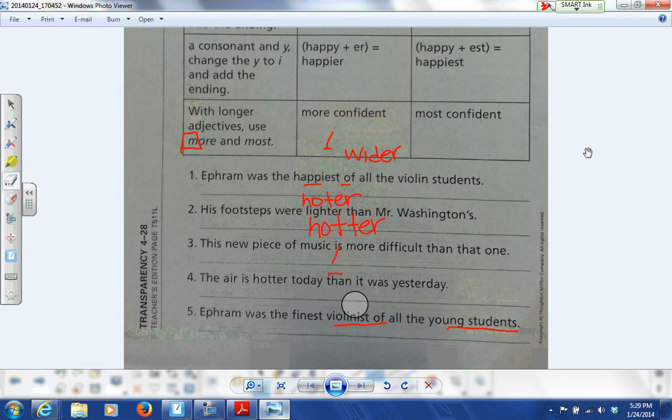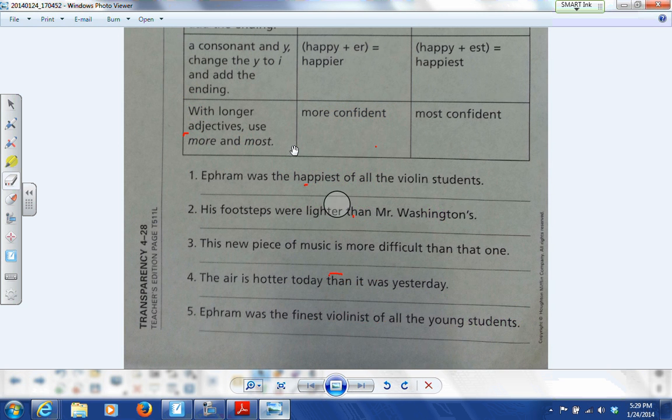Let me erase this. Okay. So for these, what they're asking us to do is actually find out if it's comparing 2 or more people or things or places. Okay. Ephraim was the happiest of all the violin students. Okay. So right here it says all of all. So that means there's more than 2. So that's why you use happiest, because there's more than 2.